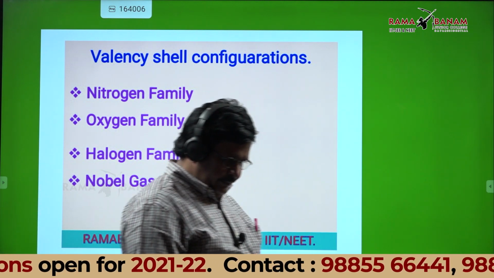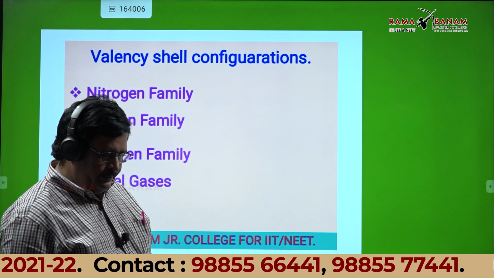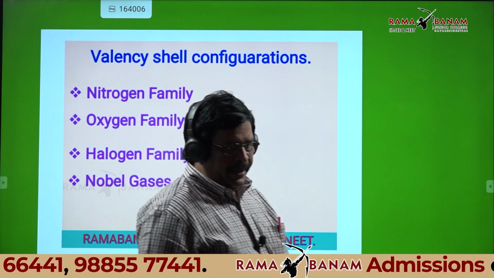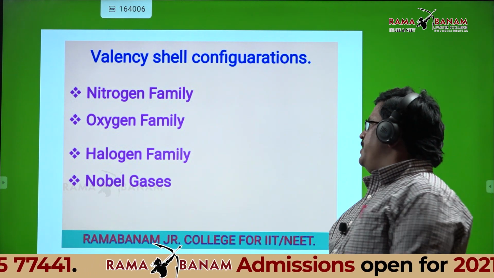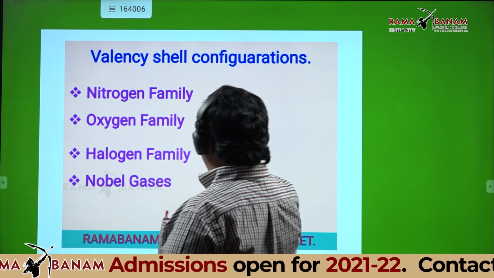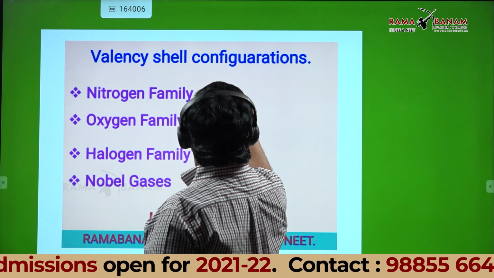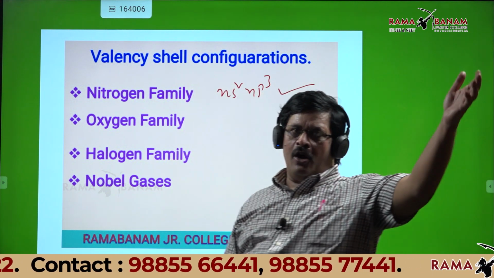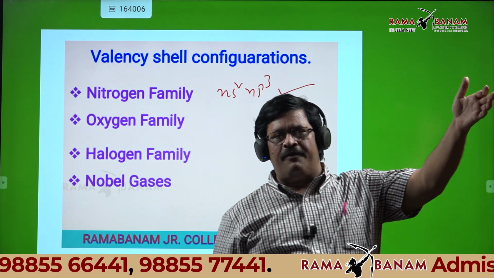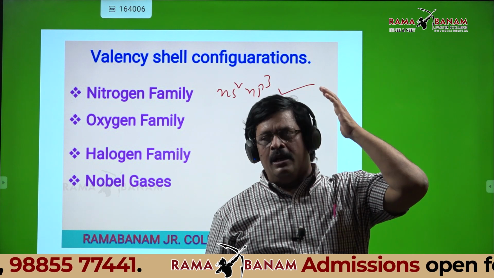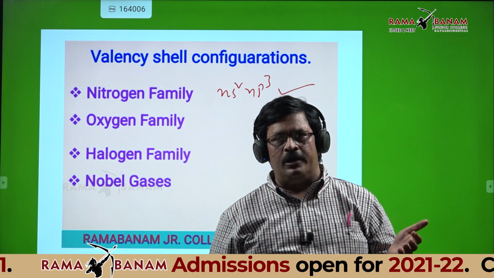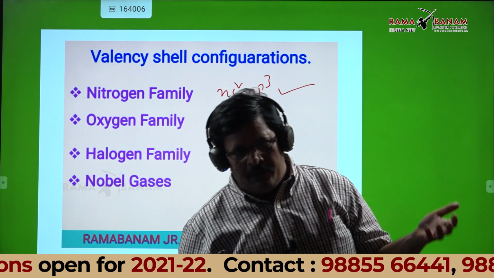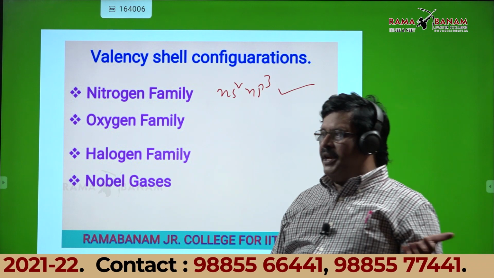ns2 np4, ns2 np4. ns2 np5. Okay, ns2 np6. What is the nitrogen family general electronic configuration? Can anyone? ns2 np3. Very nice. You can ask if any doubt is there, students. Don't hesitate to clarify your doubt because we are here to clarify your doubts only. So you can freely ask any doubt and clarify it.